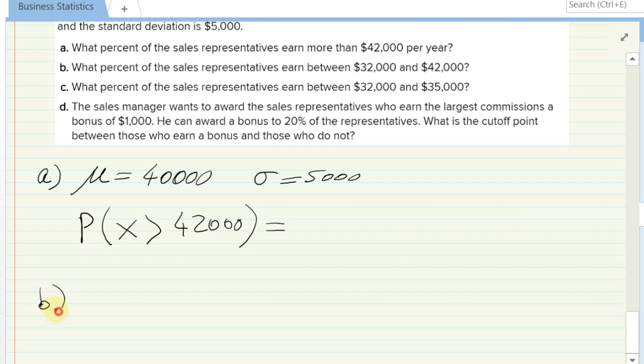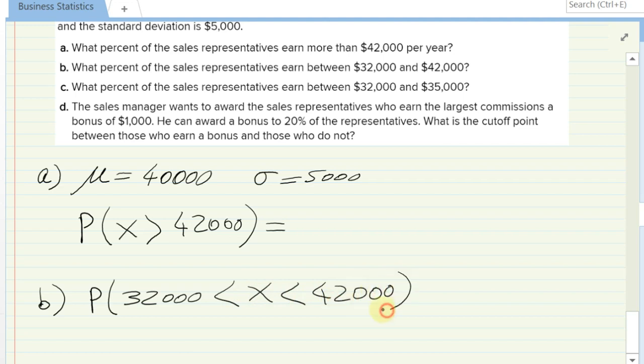And then in part B, we'll get this number from Megastat in a moment. In part B, what percent earned between 32 and 42,000? So that's going to be 32,000 and 42,000. Notice there was no mention of inclusive or exclusive. It doesn't matter.